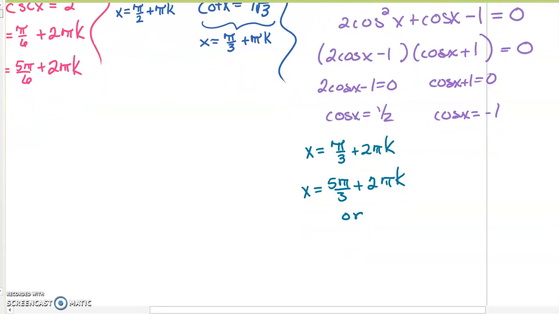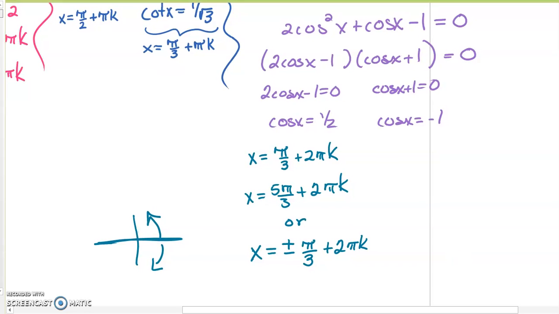Or the unique thing about cosine is, if you look at what I'm drawing, the angle's either going to be here or it's going to be here, and they're equidistant from the x-axis. So I could have written this as x equals plus or minus pi over 3 plus 2 pi k. That works. Cosine x equals -1. Cosine x will be -1 at pi, and it will happen every 2 pi k.